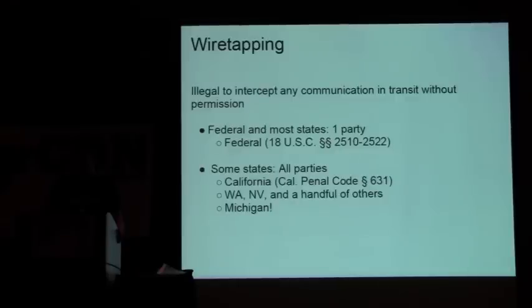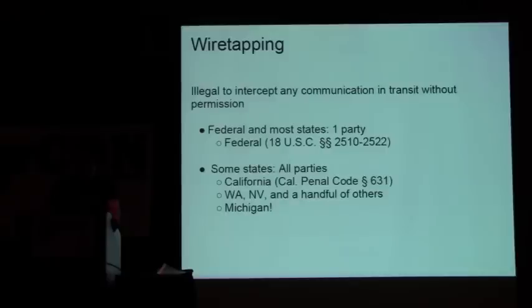Basically, it's illegal to intercept any communication in transit without permission. How much permission you need varies. Under the federal law and in most states, you only need one party's permission. One party to the communication has to have given you permission to intercept it, and you won't get in trouble. In a few states, you need all parties' permission. Some of the biggies are California, Washington, Nevada, and Michigan.